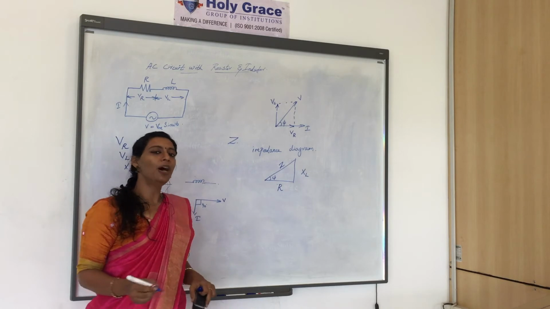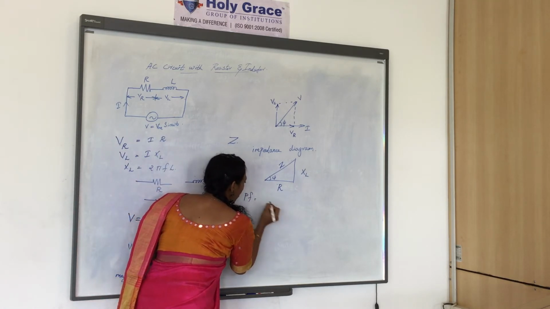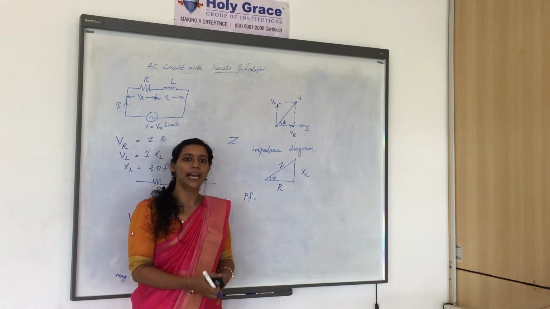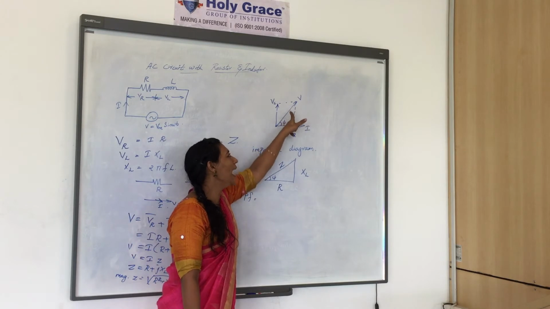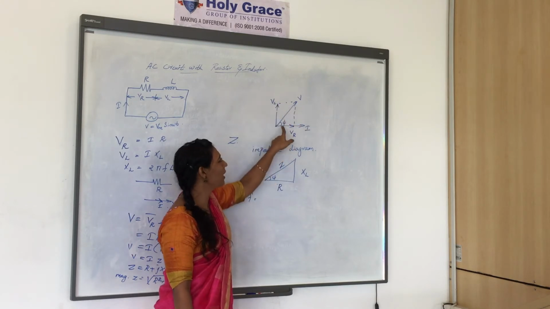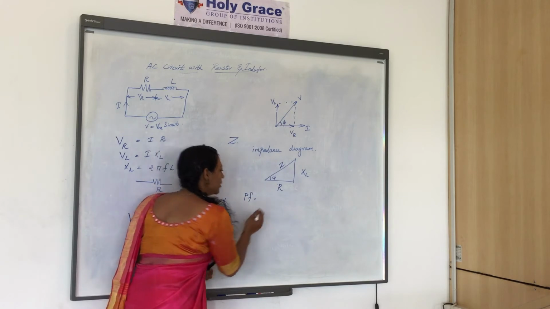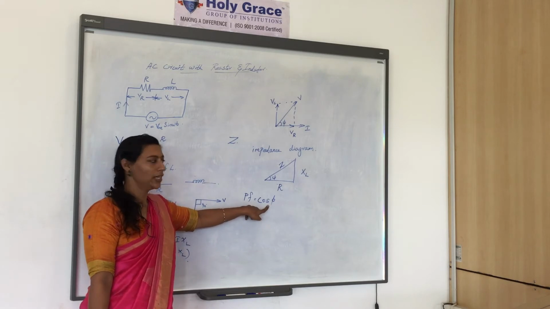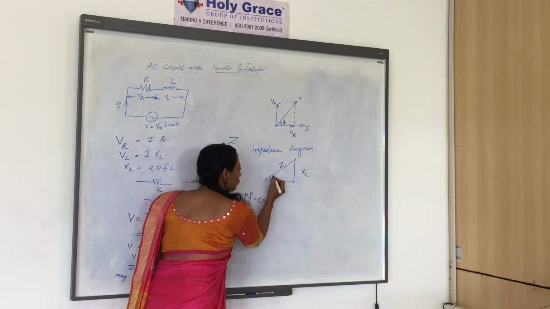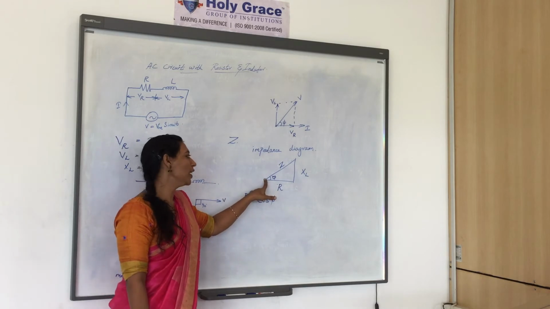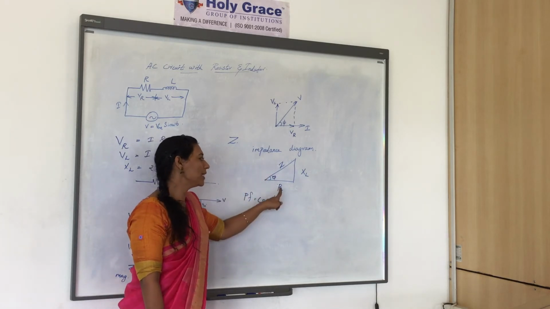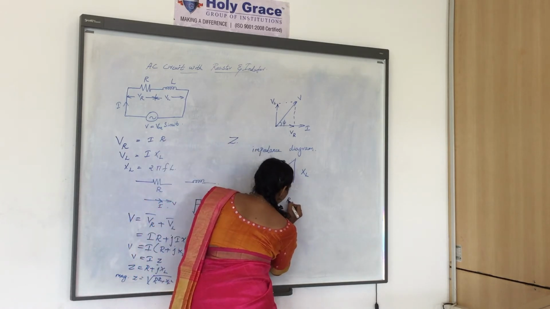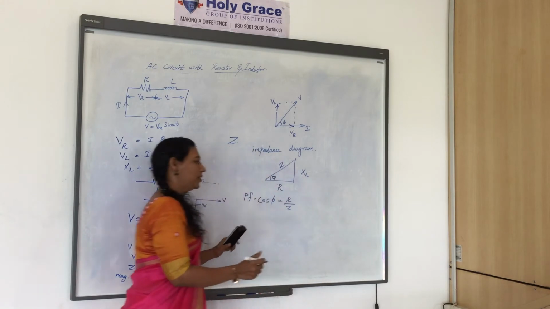Next, we have to find the power factor. Power factor is the cosine of the angle between voltage and current. Here we represent the angle between voltage and current as phi. Therefore, power factor is cos phi. In this impedance diagram, cos phi is equal to adjacent side by hypotenuse. The adjacent side is resistance and the hypotenuse is Z. So, cos phi is equal to R by Z.